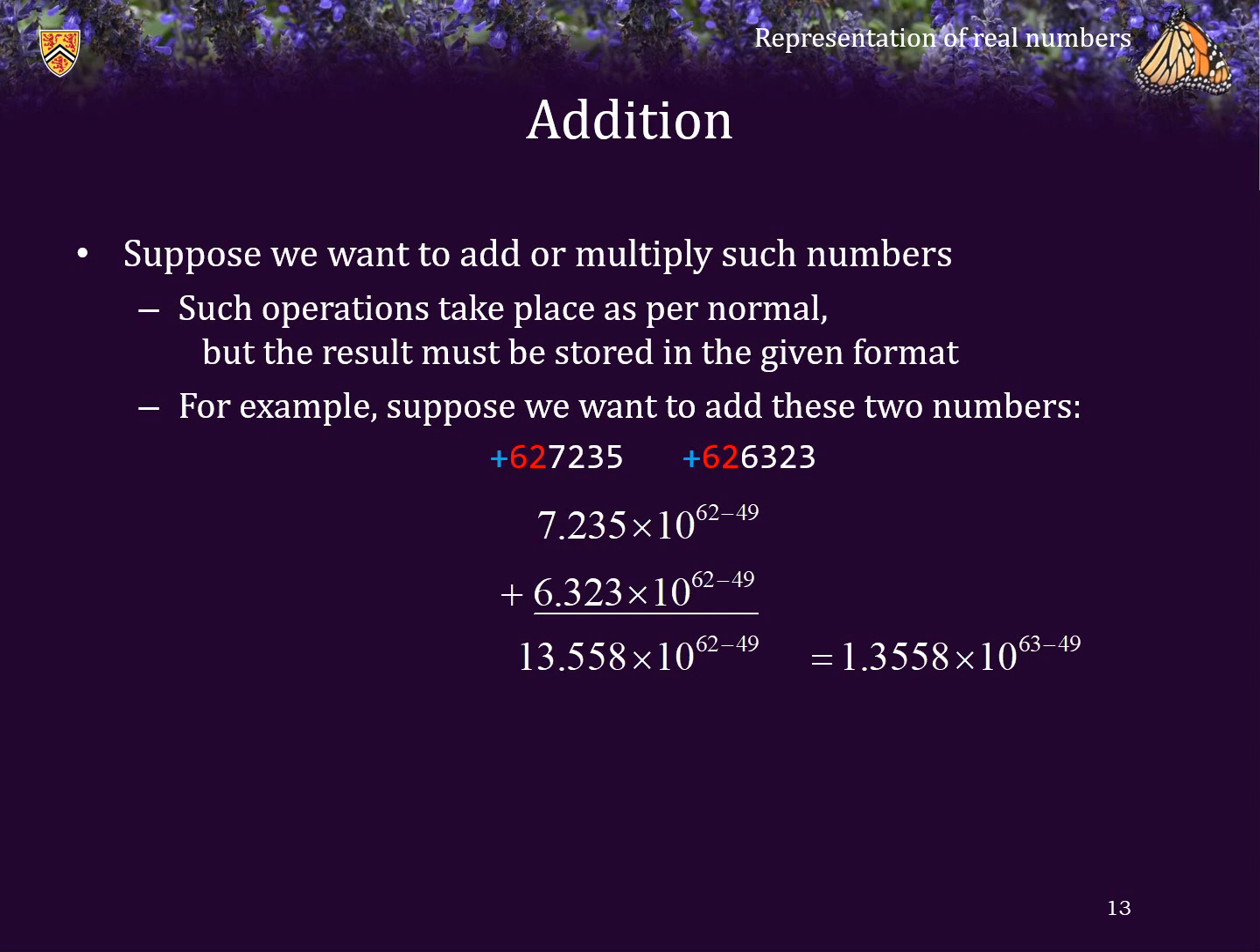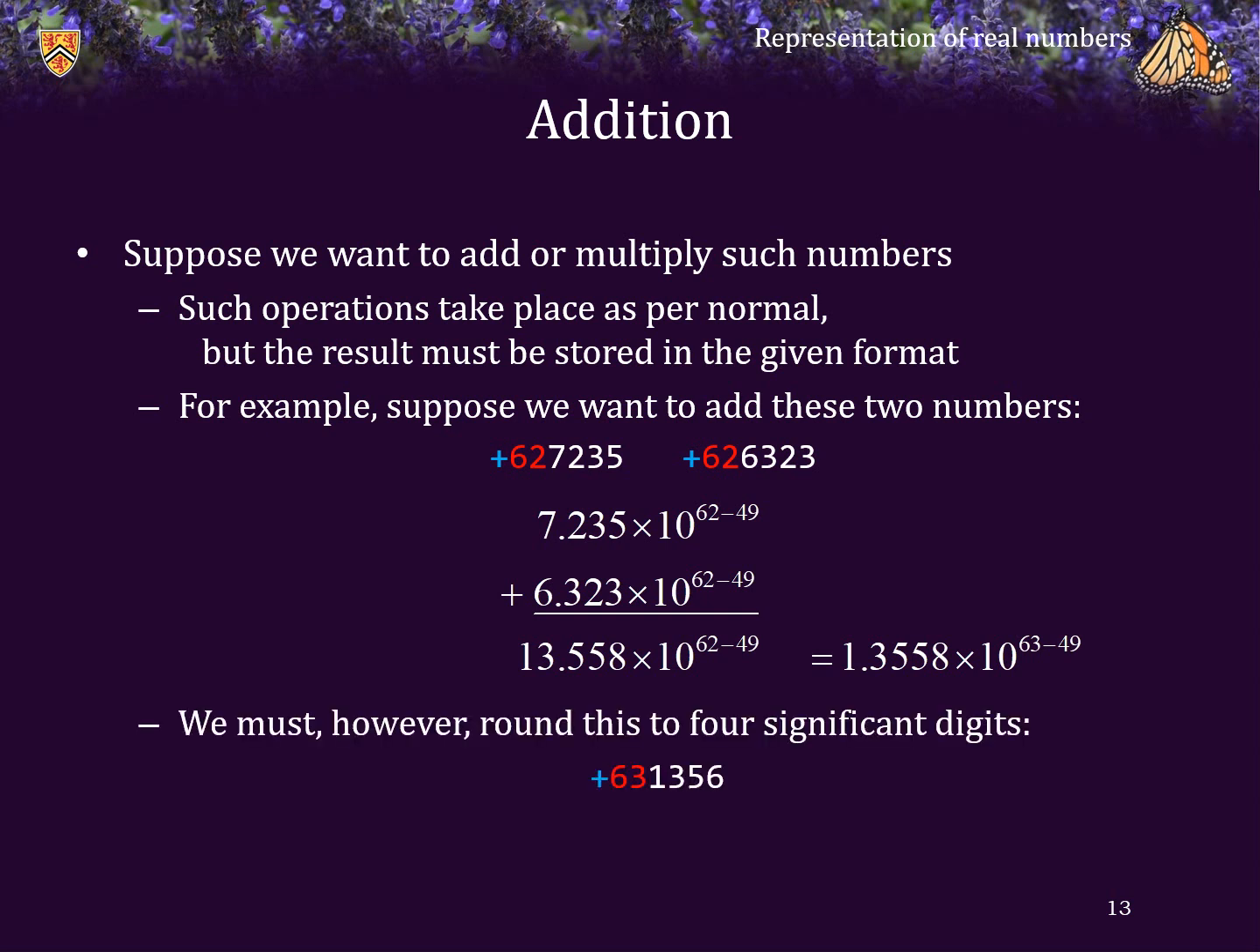How do we represent this in our format? Well, you have to remember that we can only store 3 digits in the mantissa. So the integer component plus 3 digits. So we now have to round this to 4 significant digits, and that means we have to store this as 63 for the exponent and 1356. Now, in all of this, notice that we never actually had to calculate what the explicit exponent was. We actually just calculated with the bias in mind.